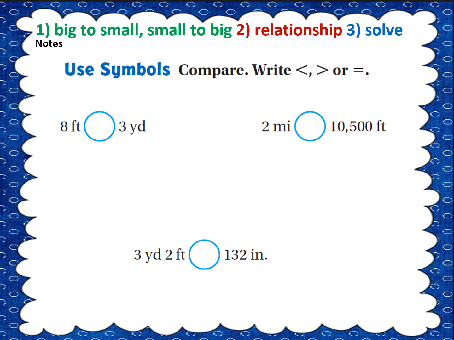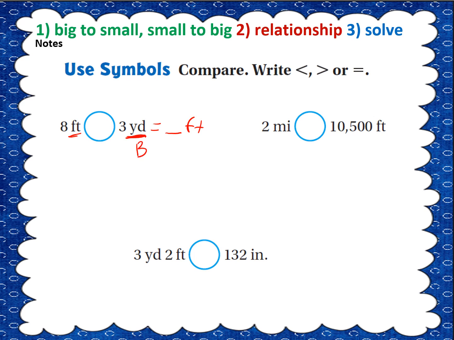So how about comparing? Let's talk about comparing for a second, because we are going to run into times where we have to compare. Now, my advice is to always take the bigger unit and convert it into the smaller unit. I do this because it's always easier to multiply than it is to divide. So here, let's take 3 yards, turn it into feet.